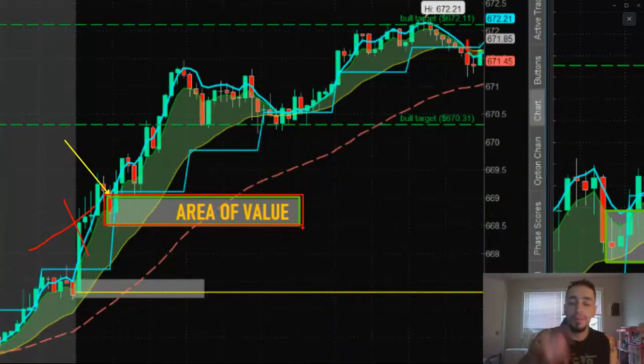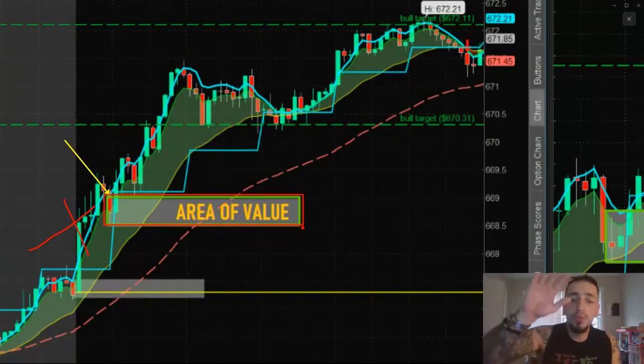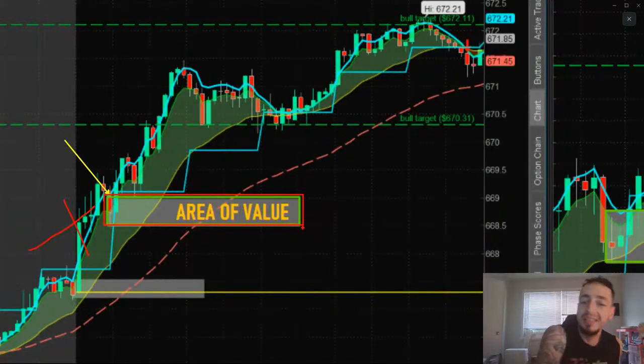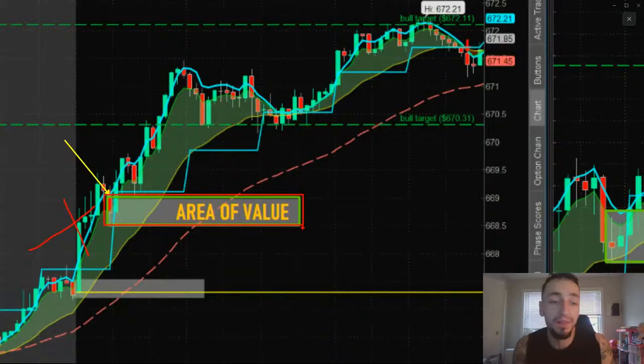So rule number one is we need a way that makes sense to us. It's logical, it's rational, for us to not participate in the market. I need to know, hey, I'm either jumping in the pool or I'm sitting sideline. The area of value is what does that for me. Until I get the area of value, there's no move for me.